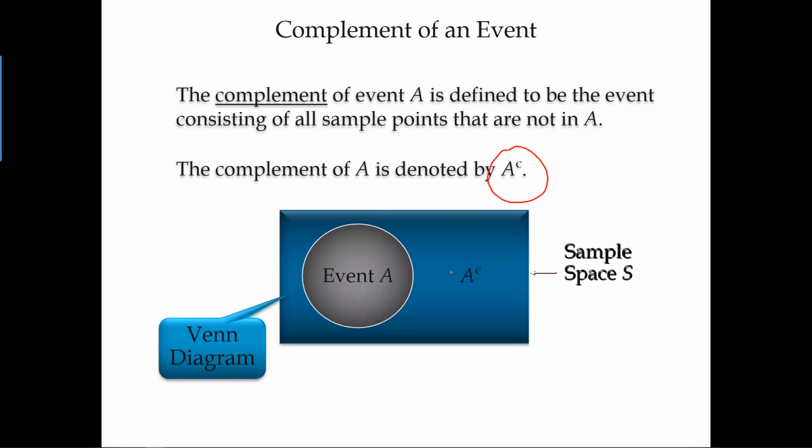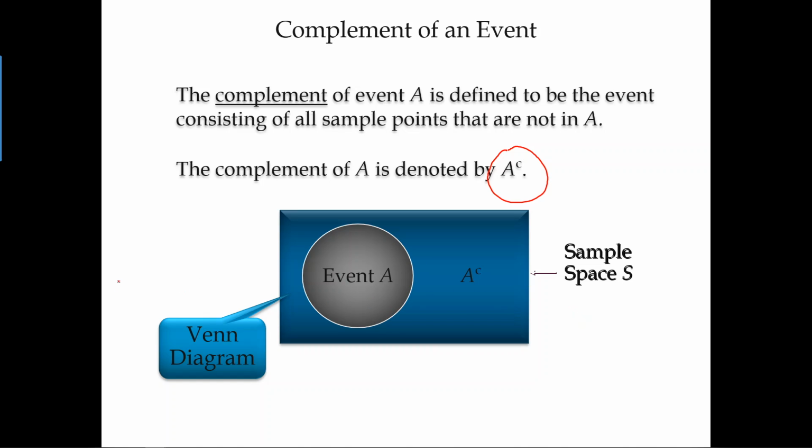So what's the relationship between A and A's complement event? I'm using this Venn diagram to show you. The circle area indicates the event A. The whole square area is my total sample space. So the complement event of A is the area not inside of the event A, including the rest of the sample points.